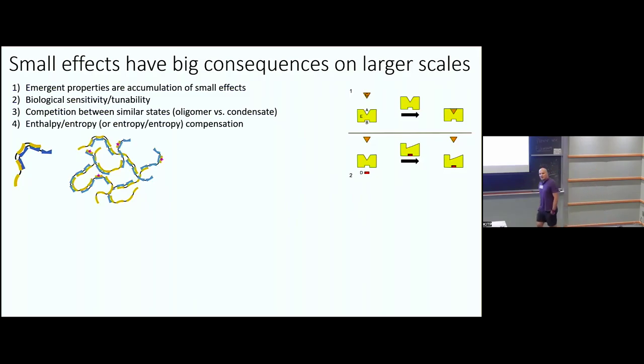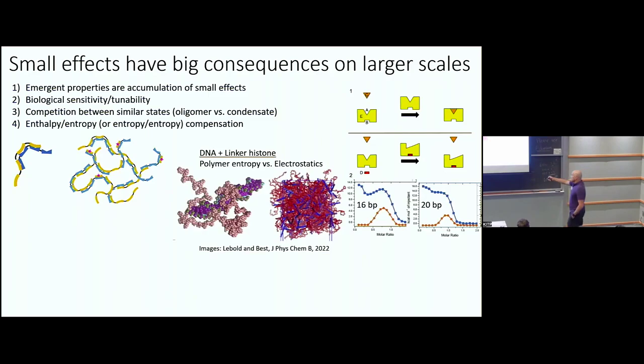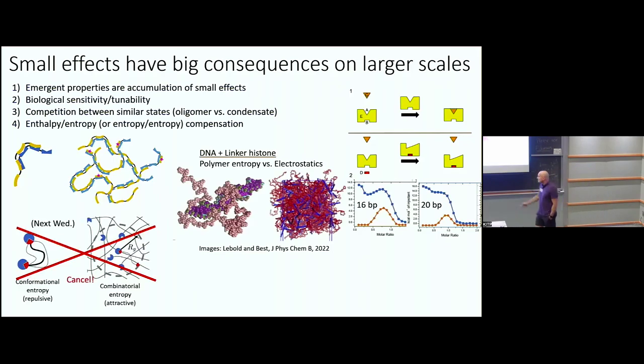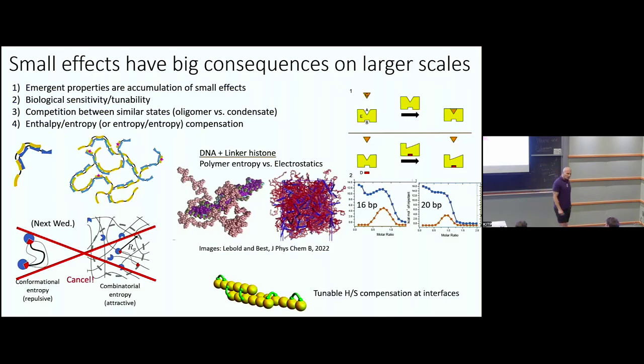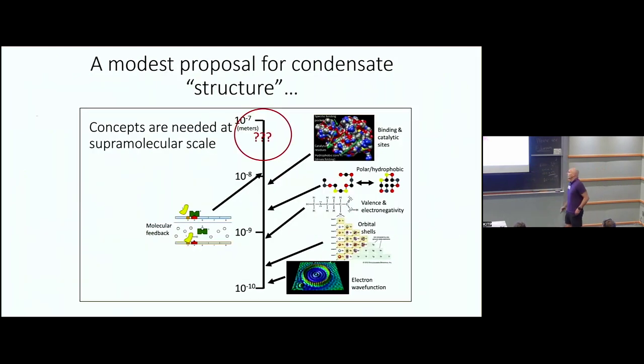And the fourth reason is our old friend, entropy-enthalpy compensation. We're familiar with this in the context of things like the hydrophobic effect and protein folding, but it shows up in a big way here. So we've seen this again in these DNA histone binding interactions, where we just had this massive compensation between polymer entropy and electrostatics. Again, this spacer story that I teased before, we see a cancellation between two absolutely huge entropic terms. And then what we find is that you can actually tune this enthalpy-entropy compensation, particularly at interfaces, and get very different interactions at the interface than you have inside the bulk.